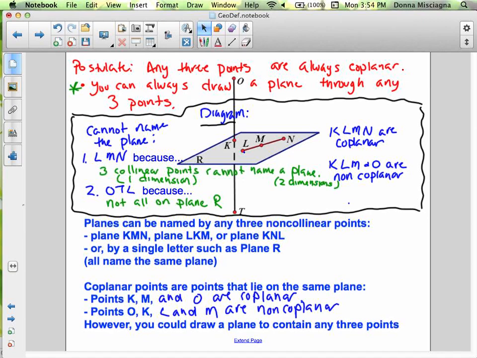Coplanar points are points that lie on the same plane. So for instance, points K, M, and O are coplanar. Points O, K, L, and M are non-coplanar. Right? Because you can draw a plane to contain any 3 points. So if I say 3 points are non-coplanar, I'm wrong. Right? Even if you don't see a plane, we can draw a plane. I can't draw it very well, but we can have a plane that would connect any 3 points. Right? Not necessarily any 4 points, right? If they're going in 2 different directions, then I can't connect them, right? So a little bit there about planes.